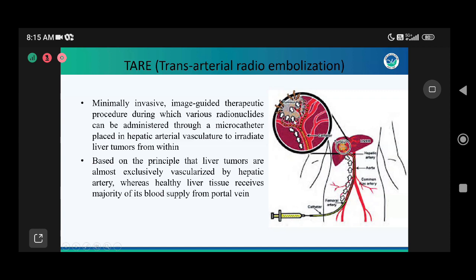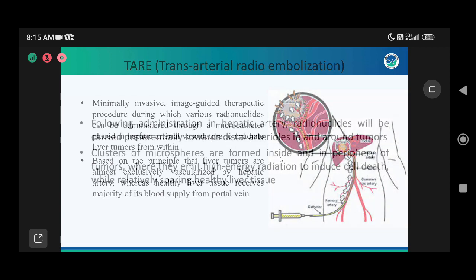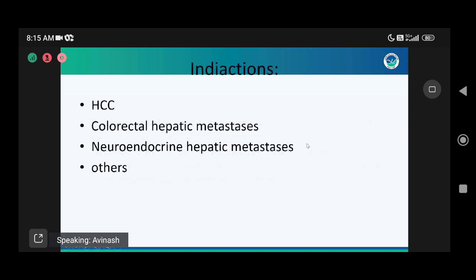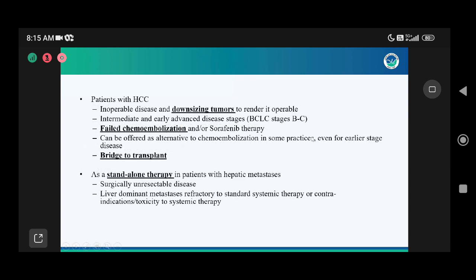And because they go to the arterioles and block the small arterioles and keep on emitting radiation, it helps in cell killing. So following the hepatic artery administration, these radionuclides will be carried preferentially towards the distal arterioles, and these emit high energy radiation leading to cell death. So the current common indications are HCCs, colorectal hepatic metastasis, neuroendocrine hepatic metastasis. In these cases, we are preferentially going to downsize the tumors or bridge to transplant. As a standalone therapy it can also be done in case of surgically unresectable tumors or liver dominant metastasis.